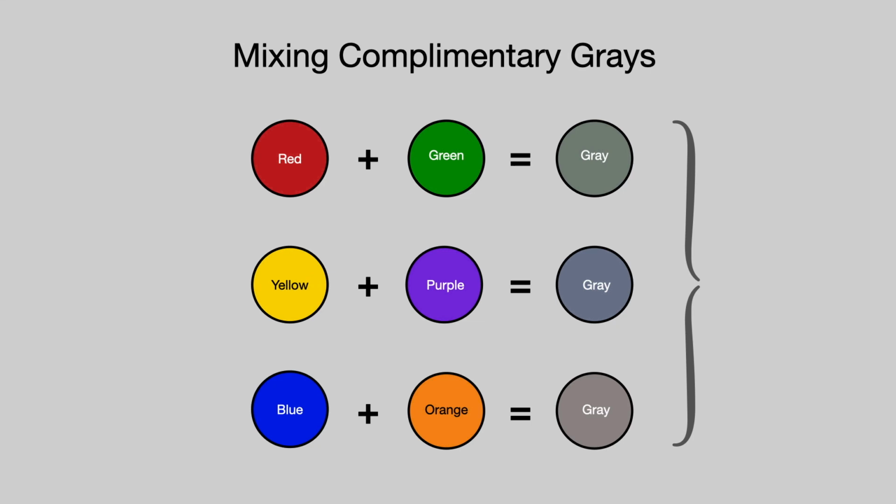Red and green will give you a greenish gray. Yellow and purple, a purple gray. Blue and orange, yet another gray. And look at those grays, they're all beautiful. In fact, I think they're far better than the gray you get from mixing black with white.